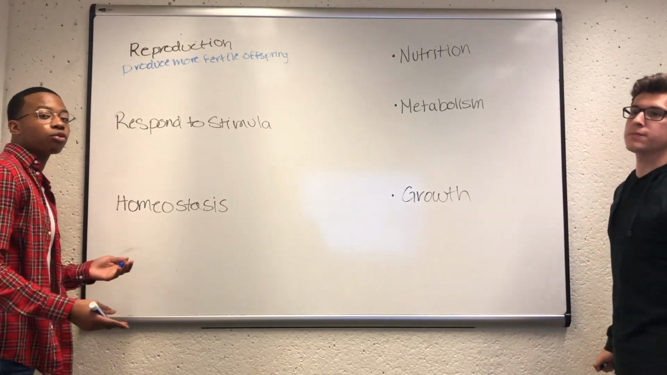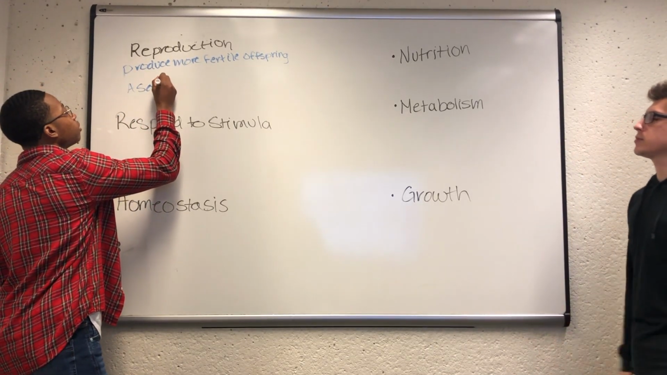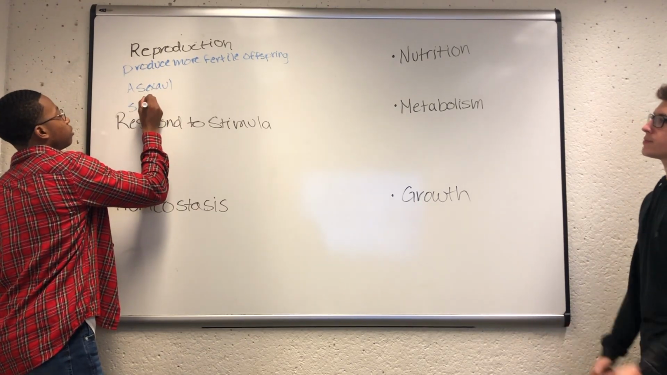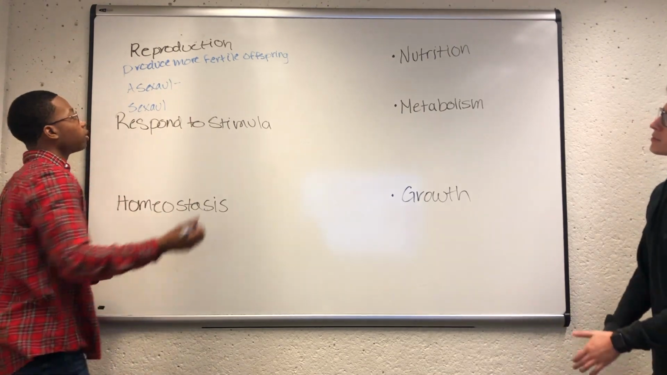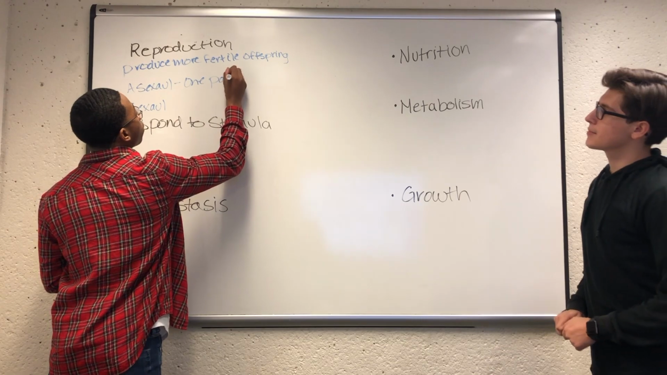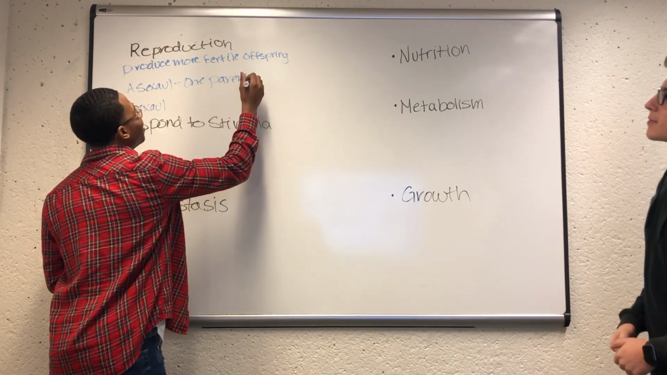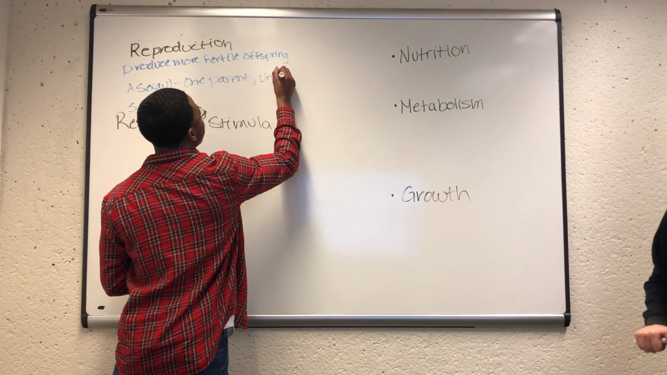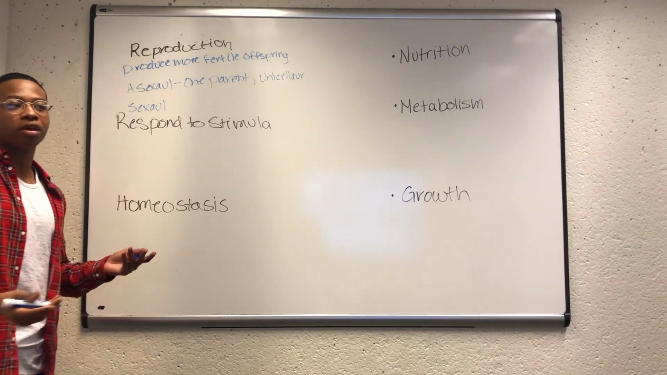Now there's two different types of reproduction. There's asexual and sexual. Asexual is one parent. So this usually consists of unicellular cells. One parent, which is like prokaryotes or bacteria.